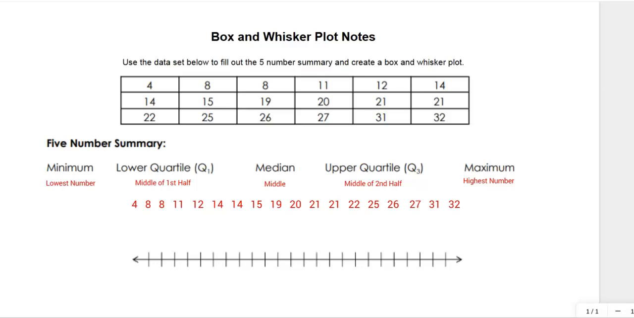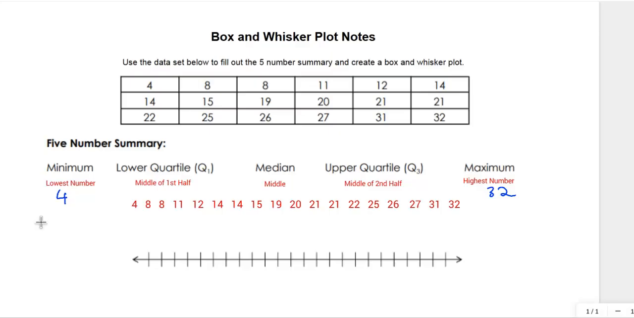Okay, so my minimum is going to be 4. That's my lowest number. My maximum is going to be 32. Okay, then I need to find my middle. That'll be your next step. So I have 1, 2, 3, 4, 5, 6, 7, 8, 9, 10, 11, 12, 13, 14, 15, 16, 17, 18 numbers. So that means 9 will be my middle.